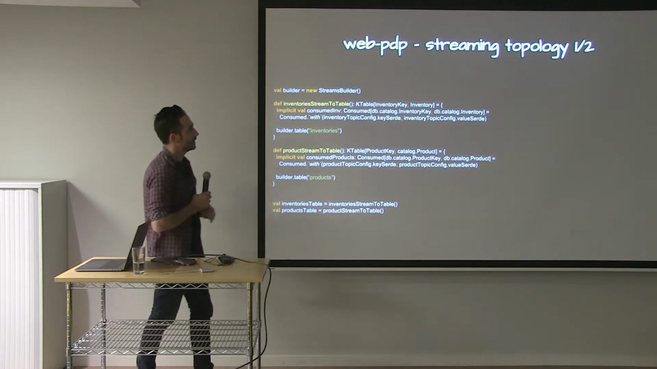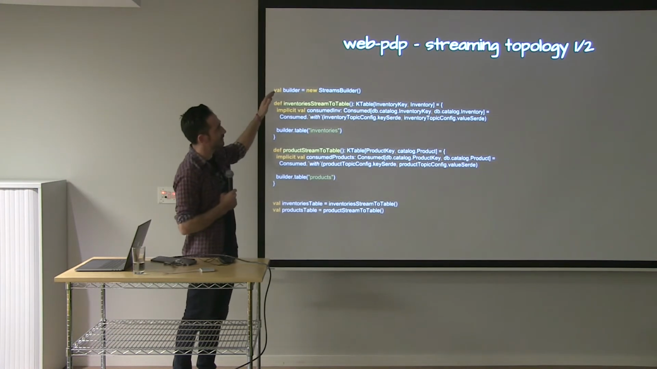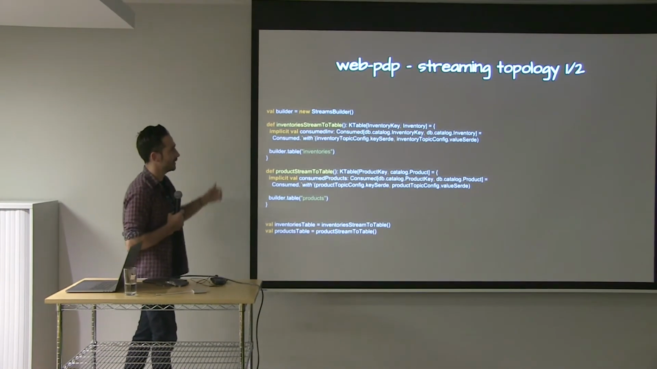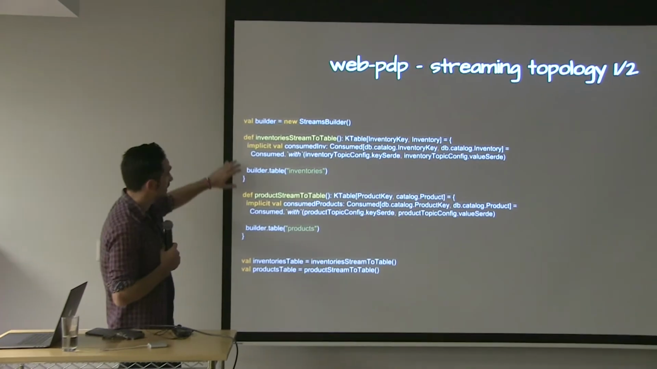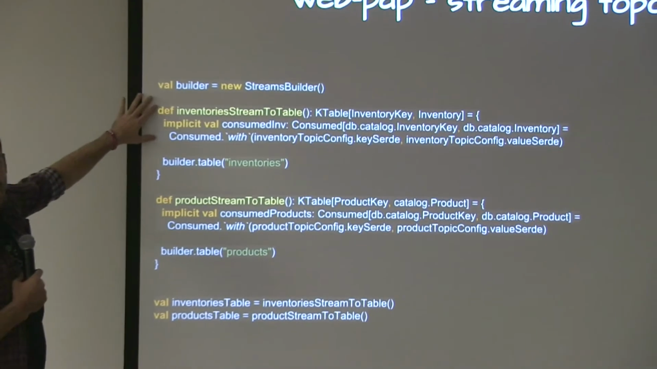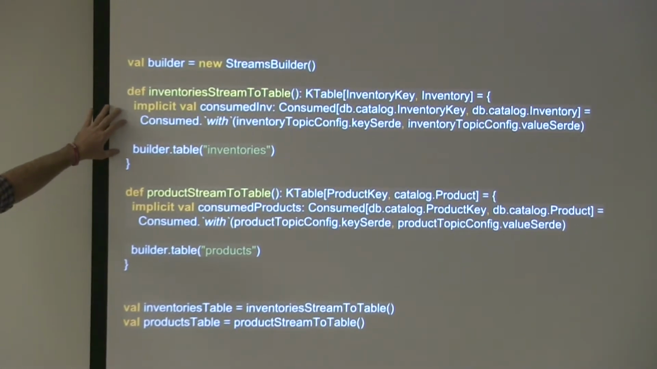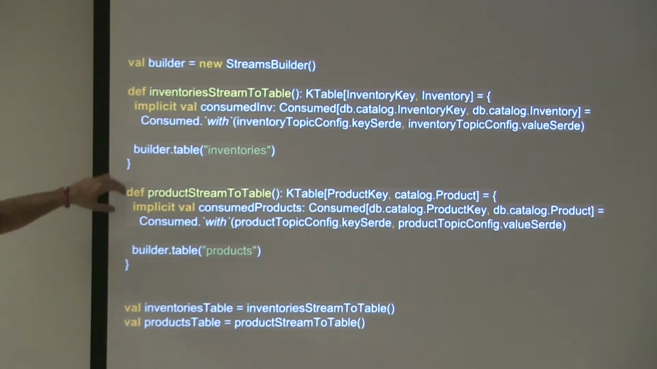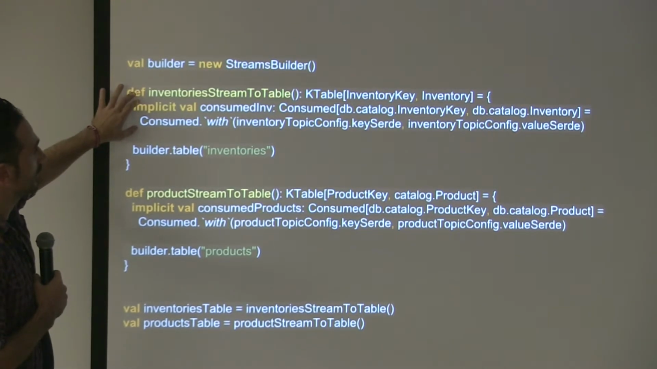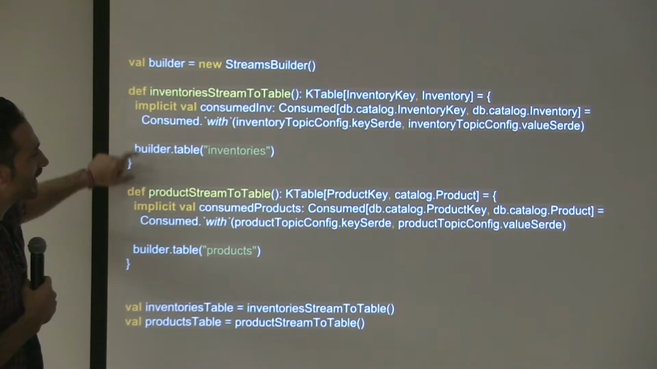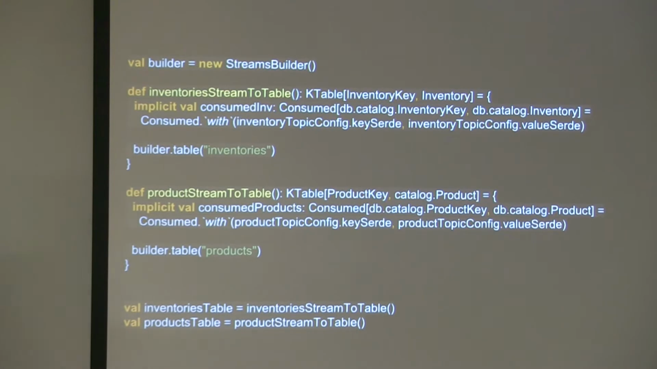This is the Kafka Streams Scala library. I've used the Scala library. Basically, we are here designing our DAG, directed acyclic graph. What we are doing, well, there is a bit of ceremony here because we are basically telling Kafka Streams how to serialize and deserialize the data.